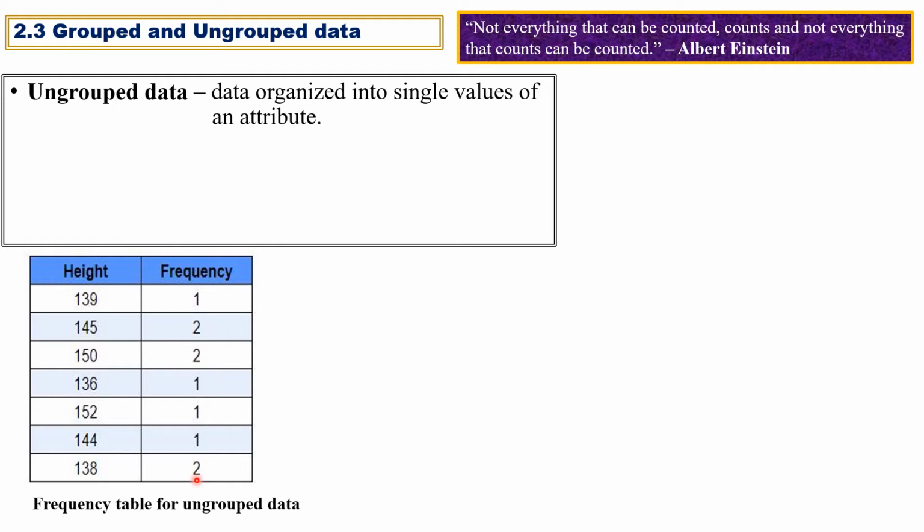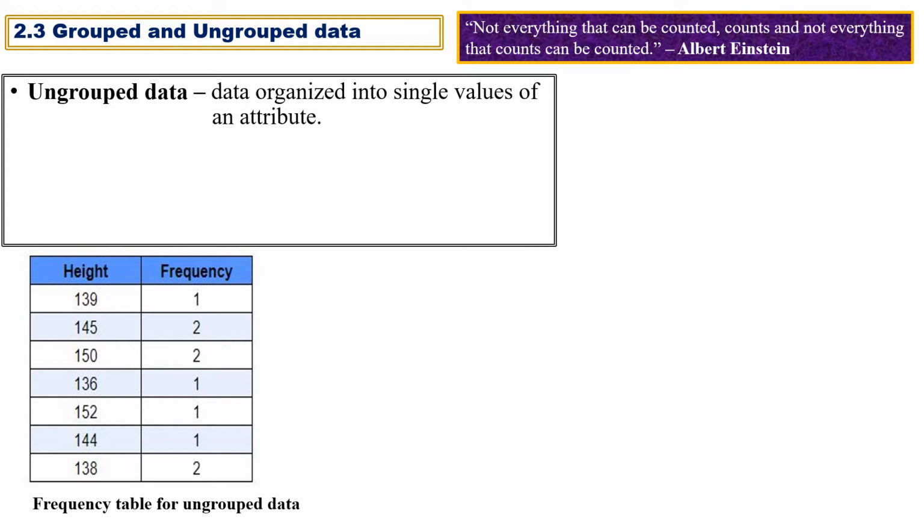So how you would read this table is you would say, for example, the height 139, there is one such data item with that value, one data item that has a height of 139. There are two data items that have a height of 145, and there are two data items that have a height of 150. So this here is an example of a frequency table for ungrouped data.